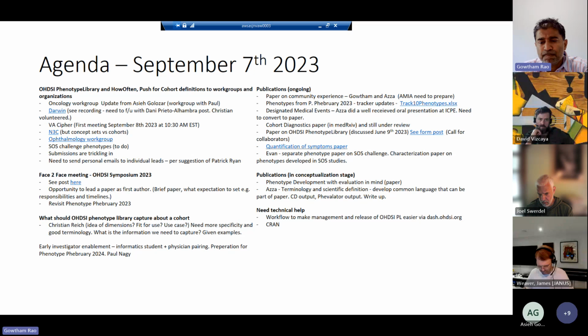And then there's a technical challenge, which is that the infrastructure of the OHDSI Phenotype Library is all centered around a cohort definition. So if we do say that we would take up concept sets, then a new infrastructure needs to be built. Juan, you have your hand raised.